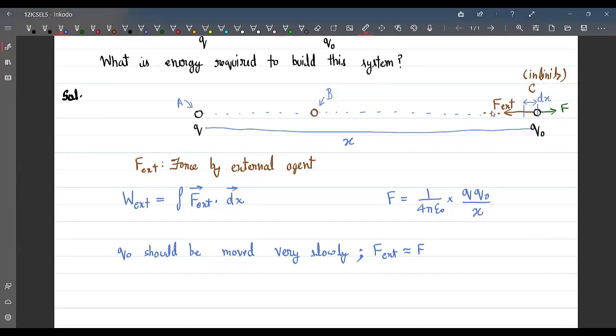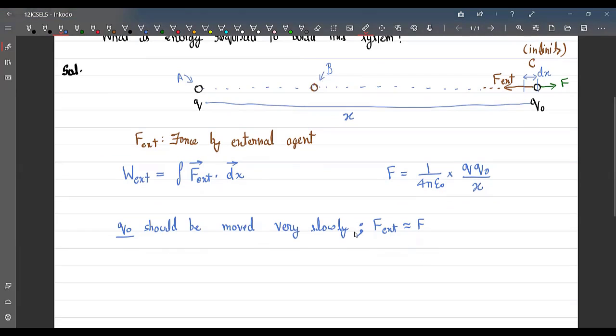If the force is large, then this charge will have kinetic energy. If this charge has kinetic energy, then it will keep on moving. I just want to place it here, I don't want this charge to have a velocity. So the Q naught charge should be moved very slowly, and F external is equal to F. In that case, we can write F external is equal to F, and I can put this value here. So work done by the external agent would be the integral of Q Q naught upon 4 pi epsilon naught, instead of F external, you can put this value divided by x squared, and F and dx are in the same direction.